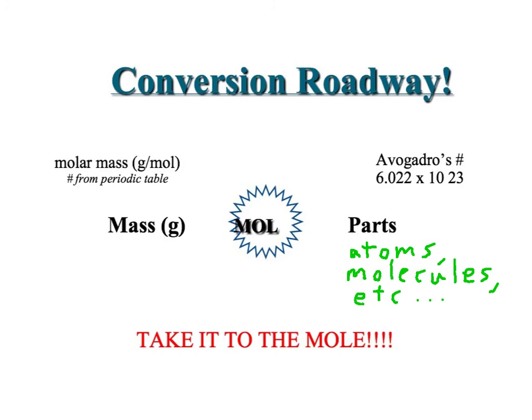The idea is always take it to the mole. If you have the number of atoms, convert to moles. That's either the answer, or you convert one more time to grams. If you have grams, you convert to moles. That's either the answer, or you can convert on to atoms or molecules. Basically, always take it to the mole.